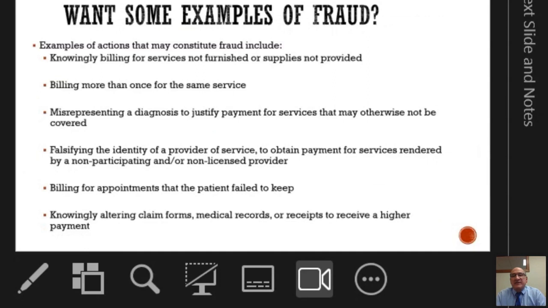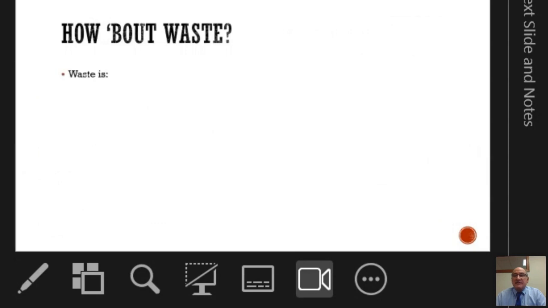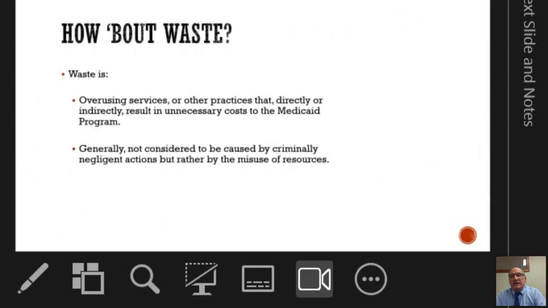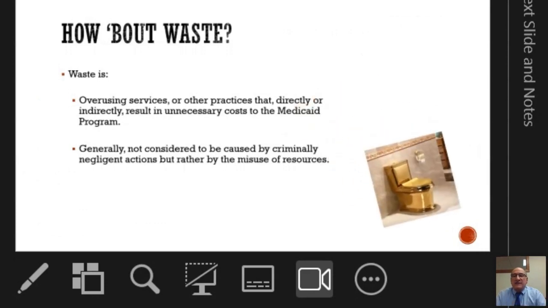Billing for appointments that a patient failed to keep, ignoring or altering claim forms to receive a higher payment. What about waste? What's the definition of waste? Waste is overutilizing services or other practices that directly or indirectly result in unnecessary costs to the Medicare program. It's not typically considered to be criminally negligent, but rather a misuse of resources.